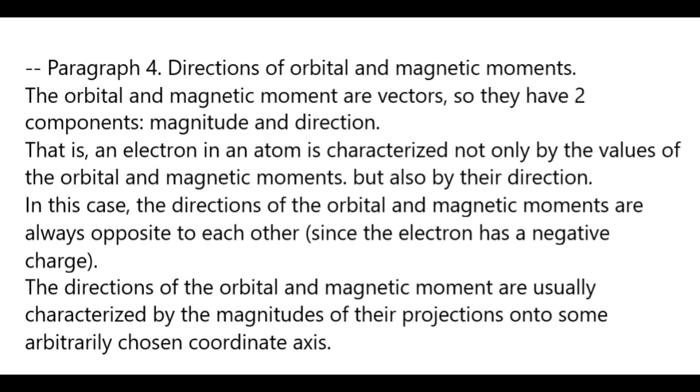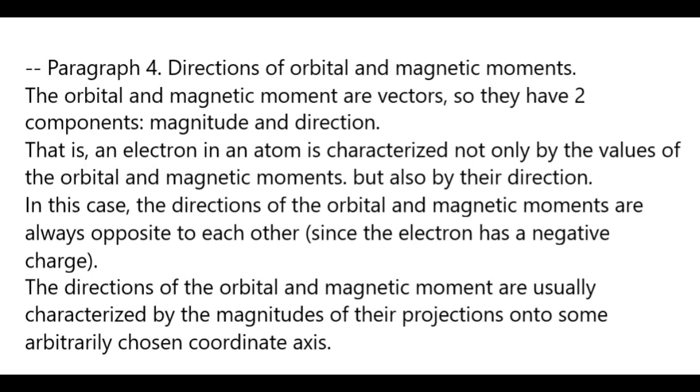The orbital and magnetic moments are vectors, so they have 2 components, magnitude and direction. That is, an electron in an atom is characterized not only by the values of the orbital and magnetic moments, but also their direction. In this case, the directions of the orbital and magnetic moments are always opposite of each other since the electron has a negative charge.